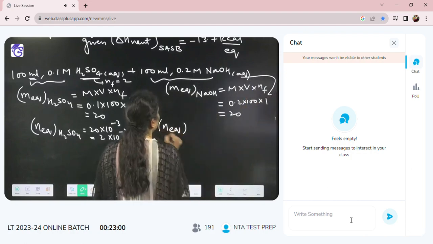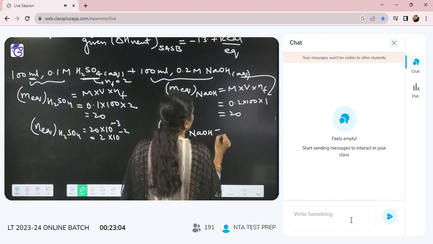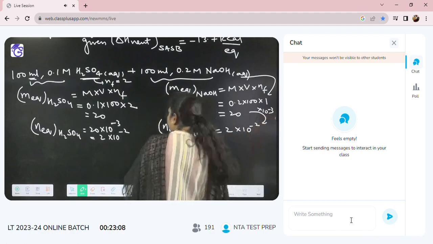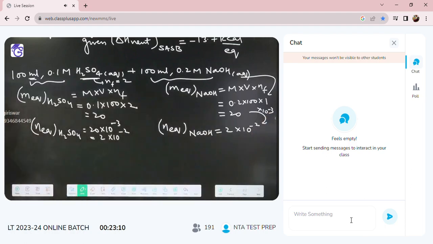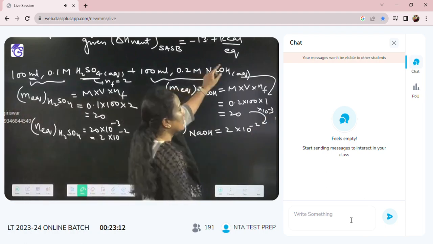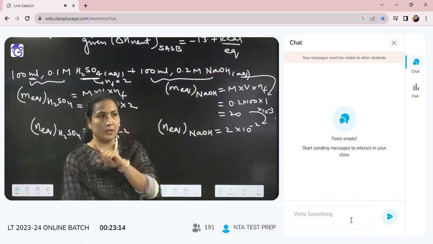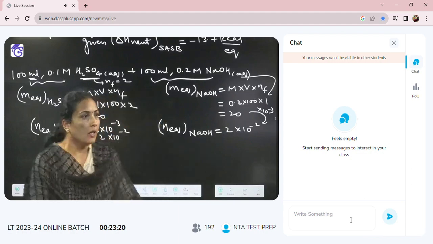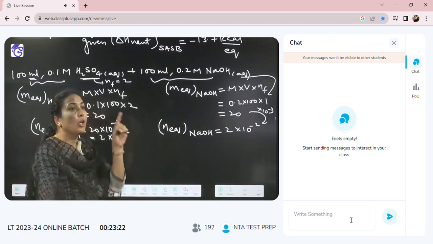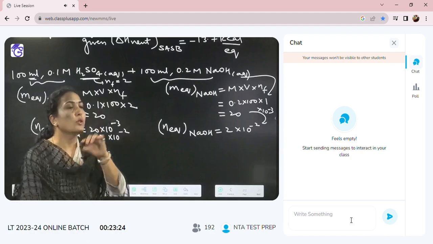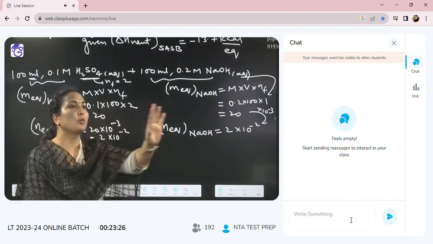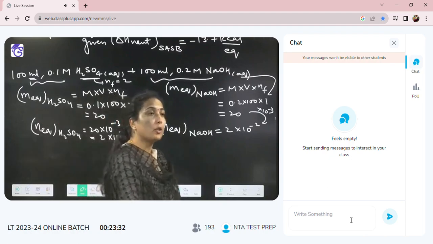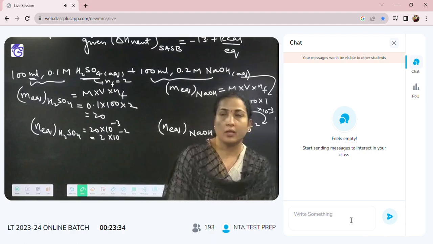So number of equivalents of NaOH is going to be again 2 into 10 to the power of minus 2. Simply you have to multiply by 10 to the power of minus 3 here. Now, according to the data given here, when one equivalent of acid reacts with one equivalent of a strong base, how much heat is liberated? 13.7 kilocalorie. Now, how many equivalents are reacting? 2 into 10 to the power of minus 2. So if these many equivalents are reacting, simply you have to multiply it by 13.7. It is just like, if the rate of 1 chocolate is 10, the rate of 2 chocolates will be 2 into 10. Are we able to get it?